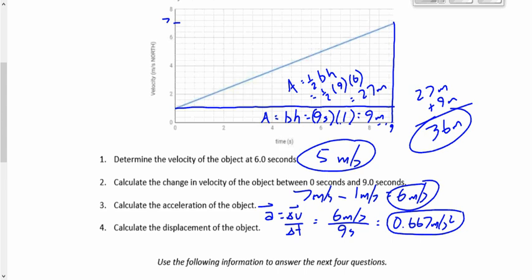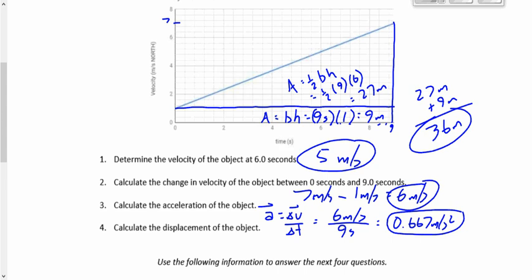Make sense? Now, I didn't ask this question, but I could have asked you one more thing. What's the average velocity? How would you find the average velocity? Yeah, you know what, let's do it a standard way, because it'll work all the time, even if it's not a nice even shape like that.